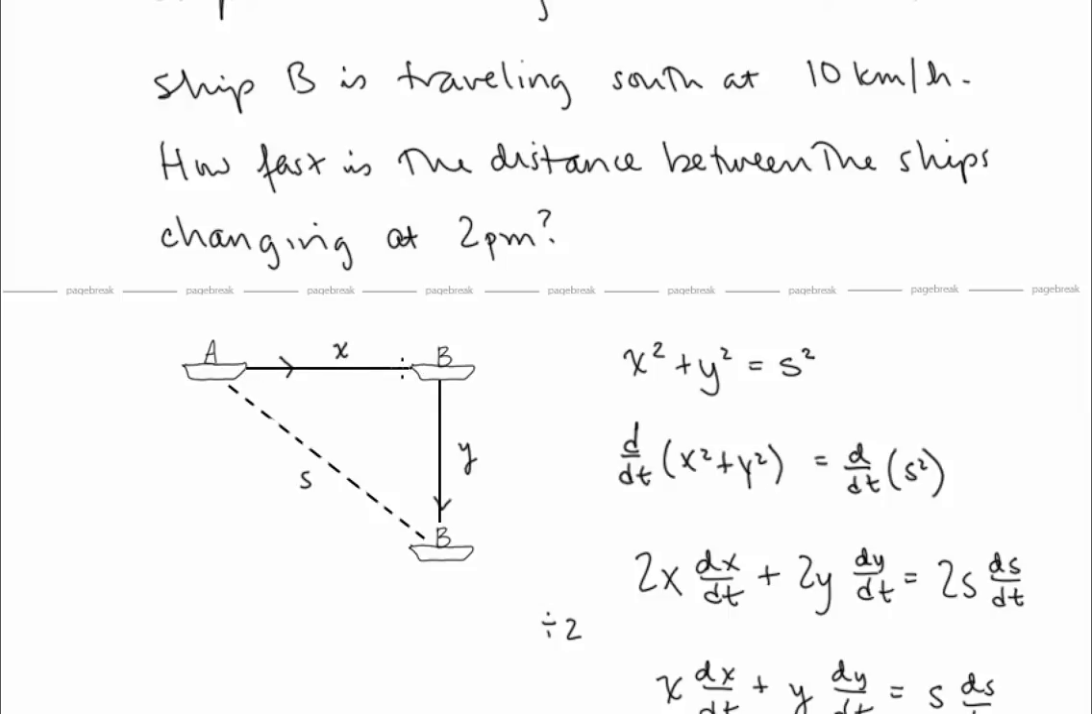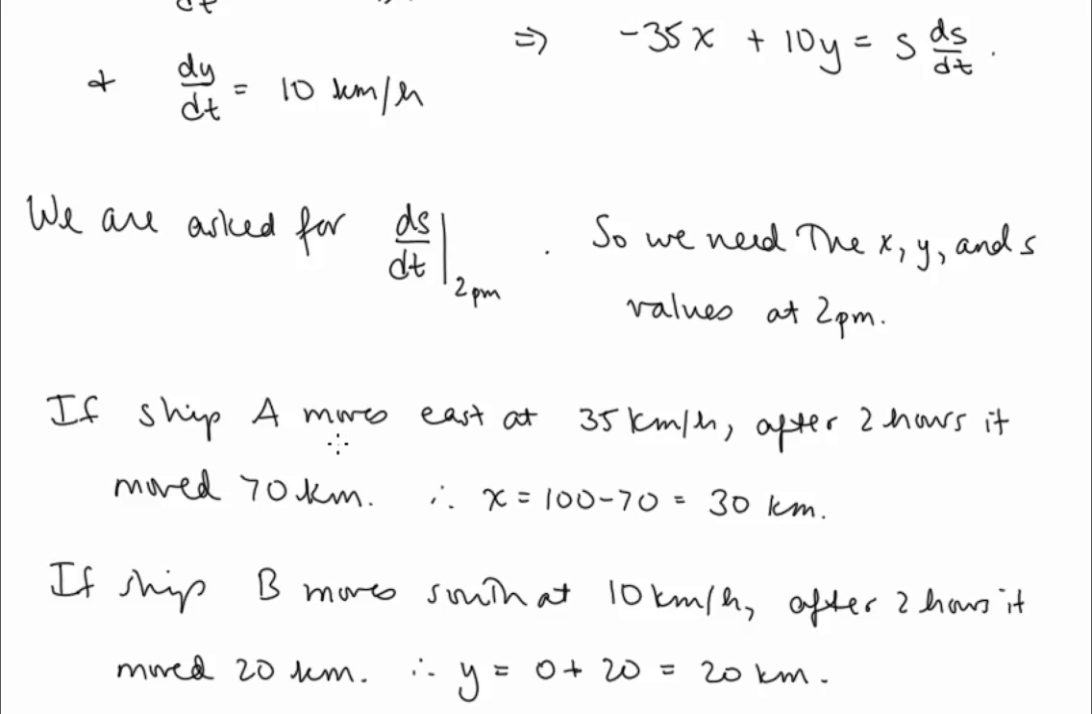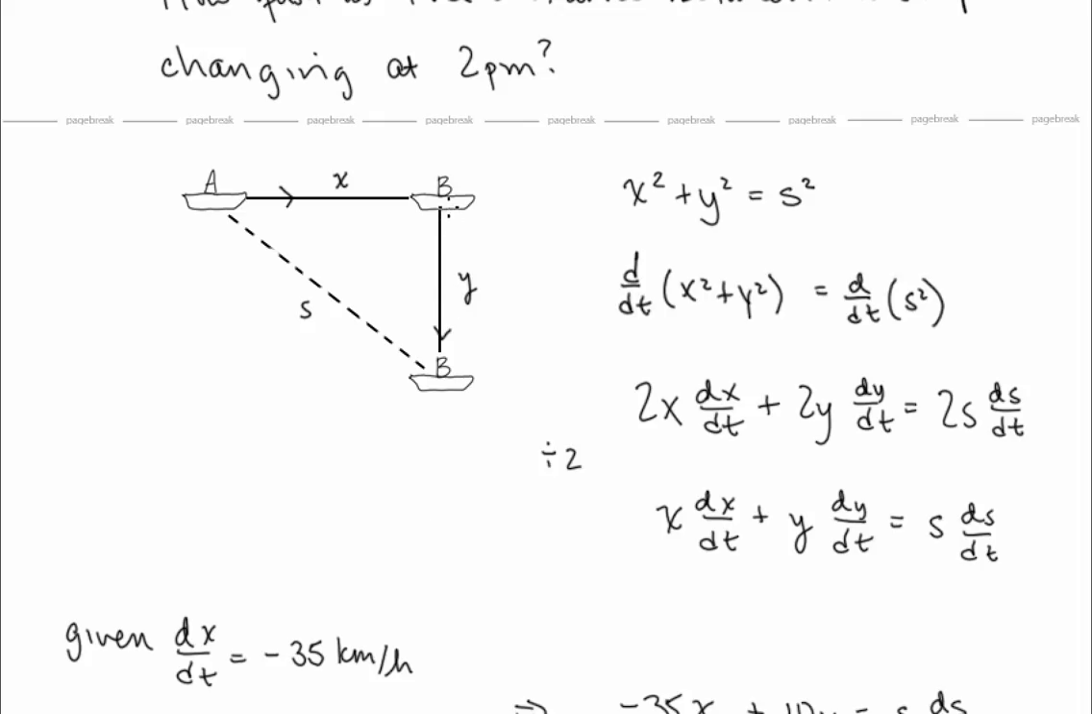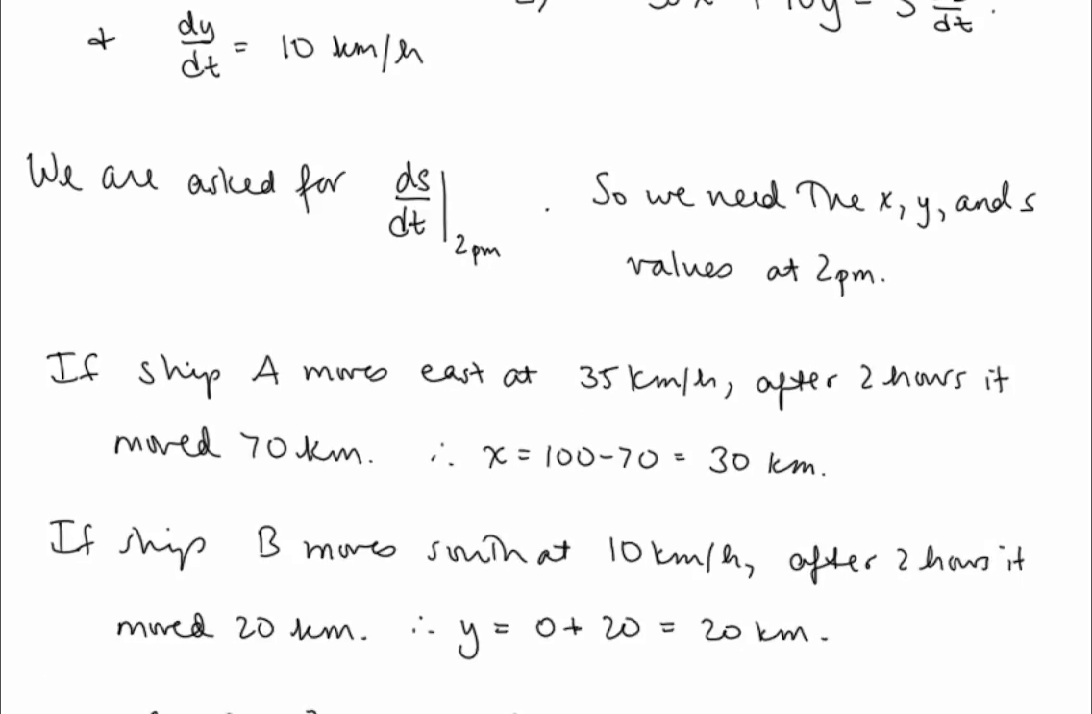If x starts out to be 100 kilometers and ship A is moving east at 35 kilometers per hour, 2 hours later, ship A must have traveled 70 kilometers. That leaves x at 30 kilometers, 100 minus the 70. And if ship B is moving south at 10 kilometers per hour, after 2 hours it moved 20 kilometers. So this distance y that started out at 0 at noon, because it's the distance between ship B's original position at noon and its current position, now we're adding 20 kilometers. So y is equal to 20.